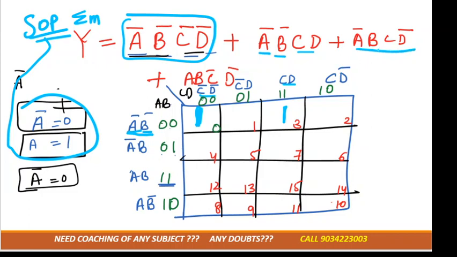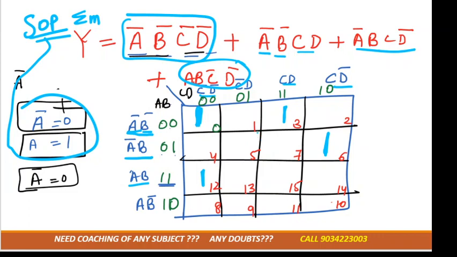Next one is A bar, B, C, D bar. A bar, B is this one and C, D bar is this one. So here we can write down 1. Correct? Next one is A, B, C bar, D bar. A, B is this one and C bar, D bar is this one, right? So here we'll write down 1.